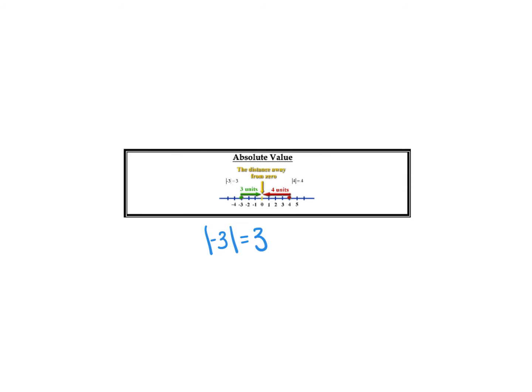And then we've got this example over here where we could have the absolute value of 4, and the absolute value of 4 is +4 as well. Remember, because when we measure absolute value and the distance away from 0, it always has to be a positive number. So the absolute value of -3 is +3, and the absolute value of +4 is +4.